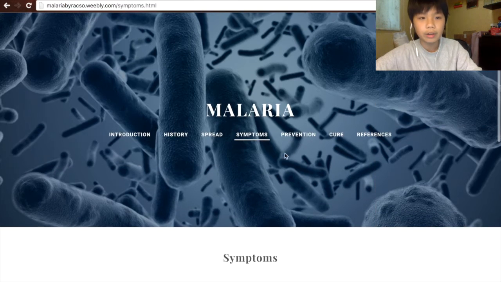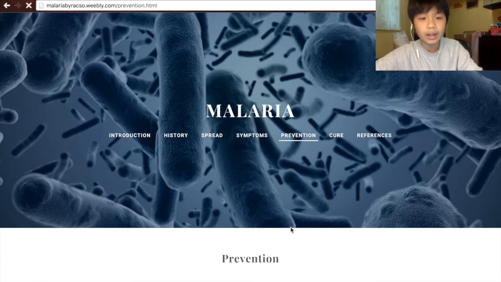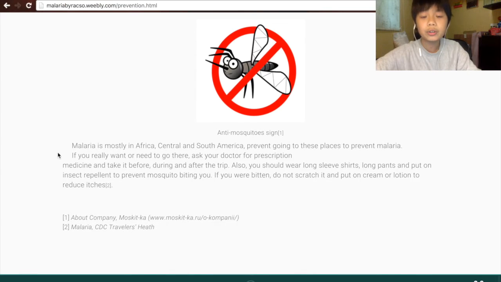The prevention of malaria. Malaria is mostly found in Africa and Central and South America. Avoid going to these places to prevent getting malaria. If you really need to go there, ask your doctor for prescription medicine and take it before, during, and after the trip. Also, you should wear a long sleeve shirt and long pants, and put on insect repellent to prevent mosquitoes from biting you. If you are bitten, try not to scratch, and put on creams or lotions to reduce itching.